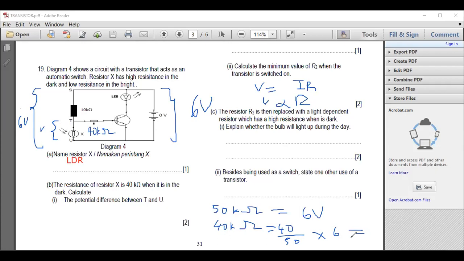40 divided by 50 times 6, so 4.8. Okay, 4.8. So use the ratio method. The whole thing is 6 volt. So that means for 50 kilo ohm, that means 40 kilo ohm, 40 over 50 times 6.